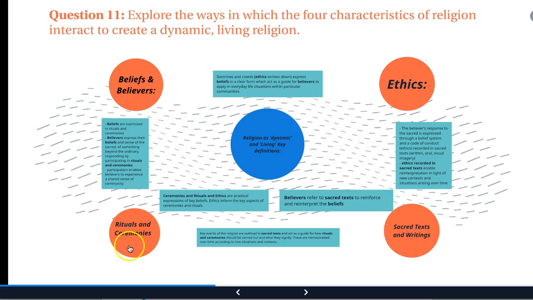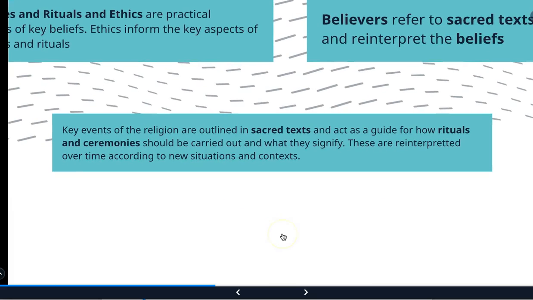Sacred texts and rituals and ceremonies. Within a sacred text, you will read about the life of the founder. These stories about the life of the founder form the basis for rituals and ceremonies. For example, you've got the story of Jesus' birth, born in a stable. He was visited by 3 kings bearing gifts. We see at Christmas that giving gifts is a major feature recognized at Christmas.